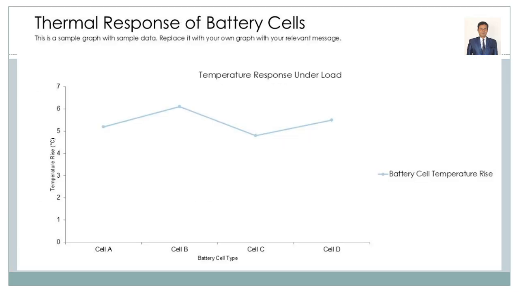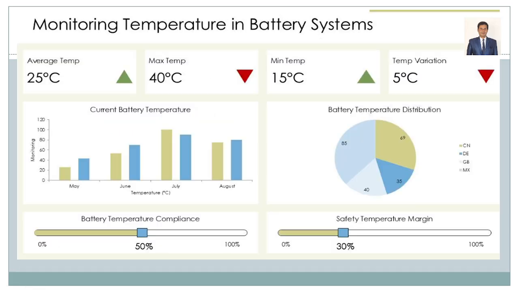All right. So this is actually the temperature response of each battery cell, right? Cell A, cell B, and cell C have been given, with respect to the temperature rise in degrees centigrade. That is how much temperature is going to rise based on each cell it is monitoring, and this graph has been taken from the battery cells, from cell A to cell D, with respect to the temperature in degrees centigrade.